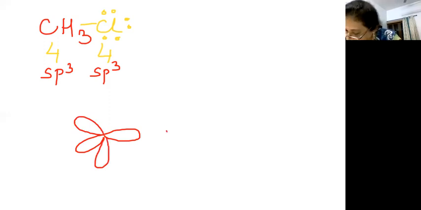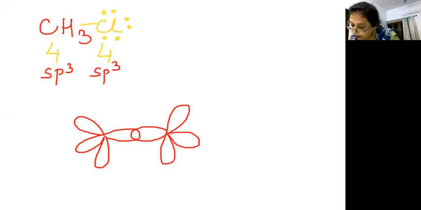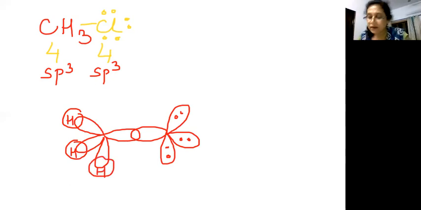Now let me make the sp3 hybridized chlorine. So this is the sp3 hybridized chlorine. In chlorine, you have 3 lone pairs of electrons. So let me make the 3 lone pairs of electrons. On carbon, we have 3 hydrogens. Let's make the 3 hydrogens. So I made the 3 hydrogens. Now let me write carbon here and chlorine here. So this is the structure of chloromethane. I hope you have understood it, students.